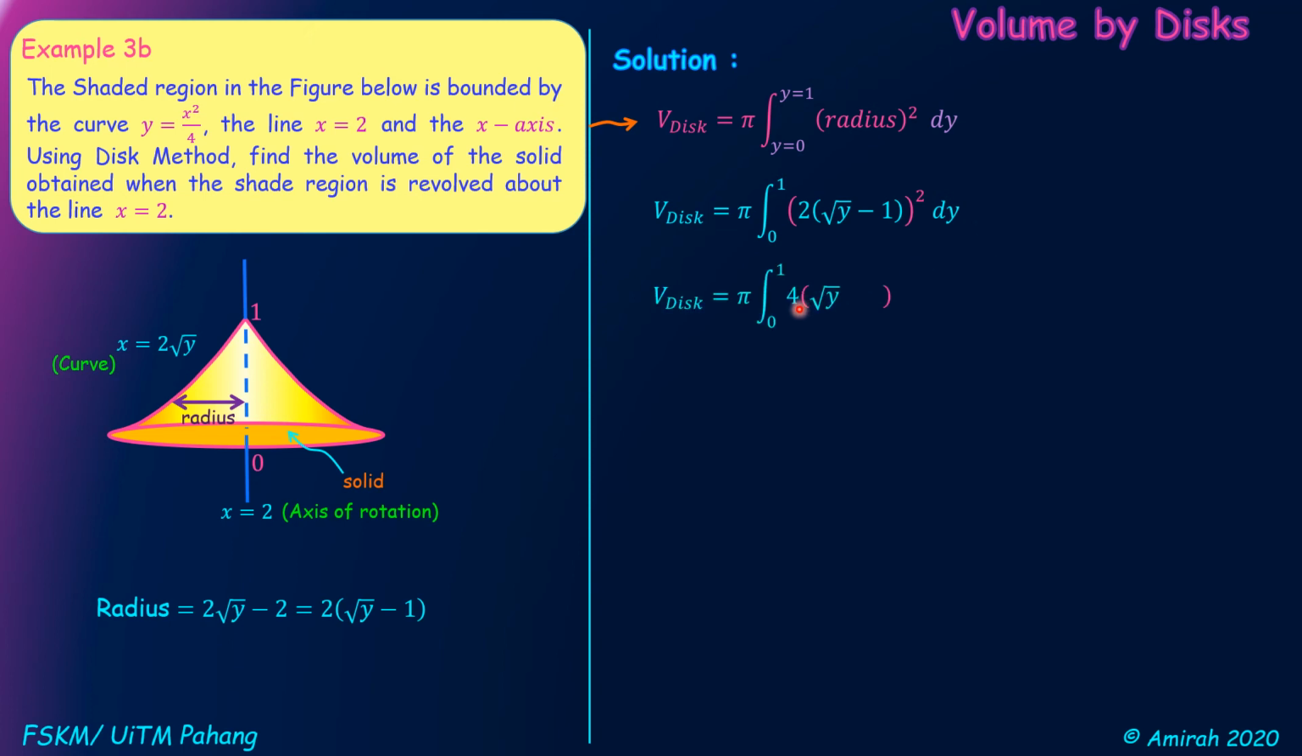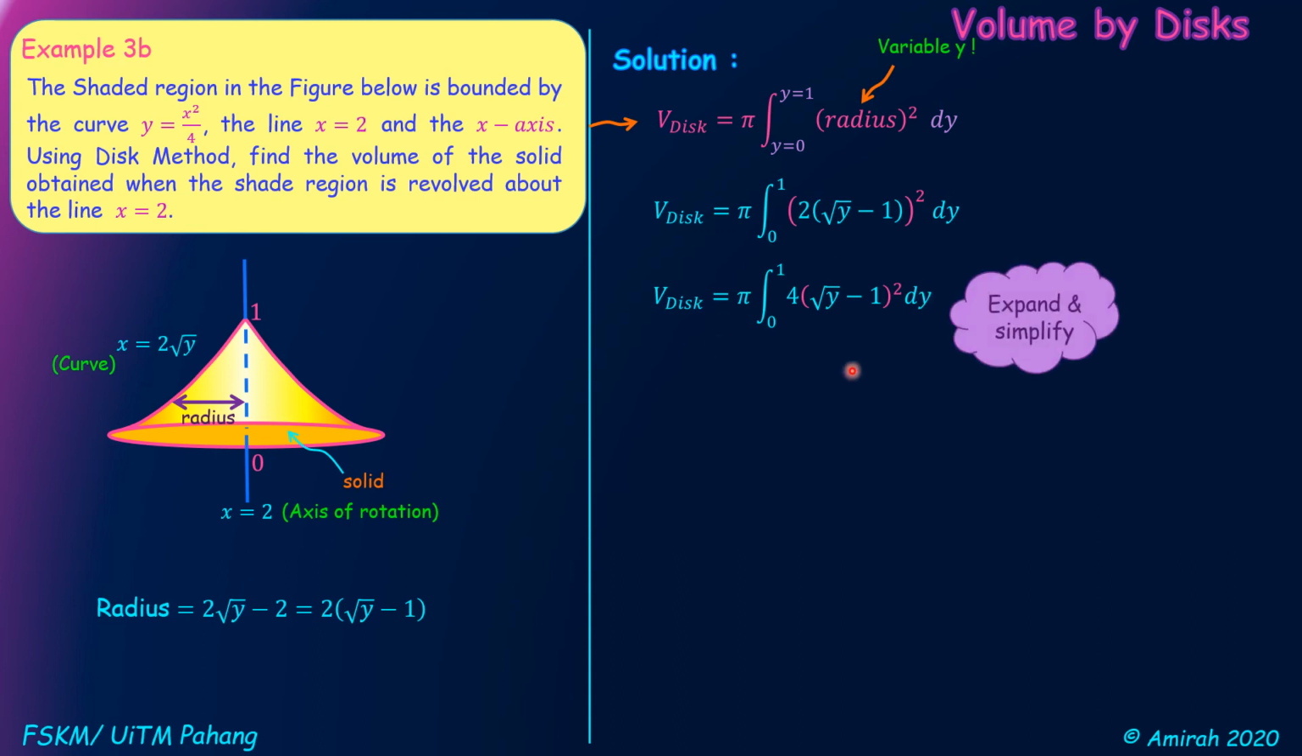Then we can expand here. Volume by disc equals pi integration from 0 to 1, 2 squared equals 4. We can move it out from the bracket here, and then root y minus 1 bracket squared dy. From the radius here, we have the variable y, since the axis of rotation is a vertical line.